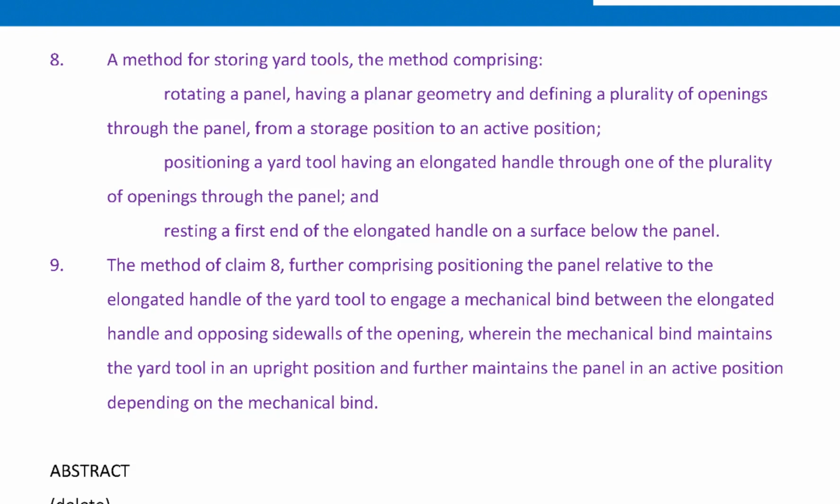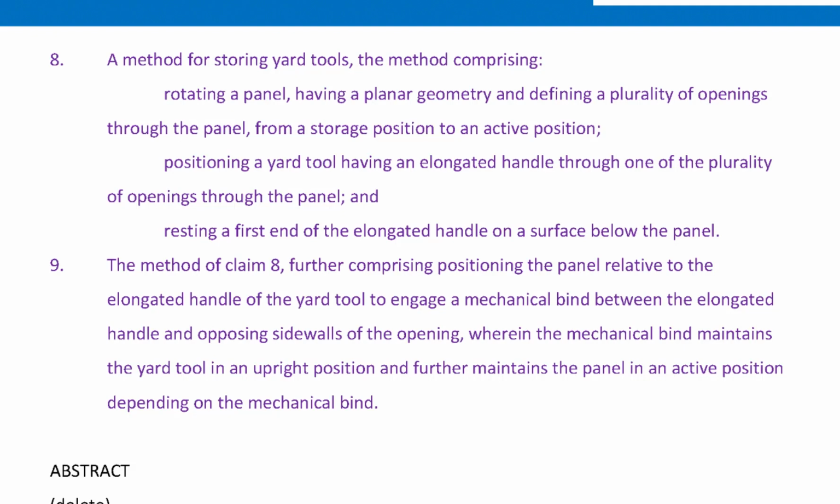So claim 8 simply takes the functions of claim 1, more or less, although I had to manipulate the language a little bit more because it didn't translate quite as easily as the template claims in my template. But you'll see that claim 8 is a method that requires rotating a panel and talks about what the panel has, the geometry and the openings, from a storage position to an active position. So that's all listed in some form in claim 1.